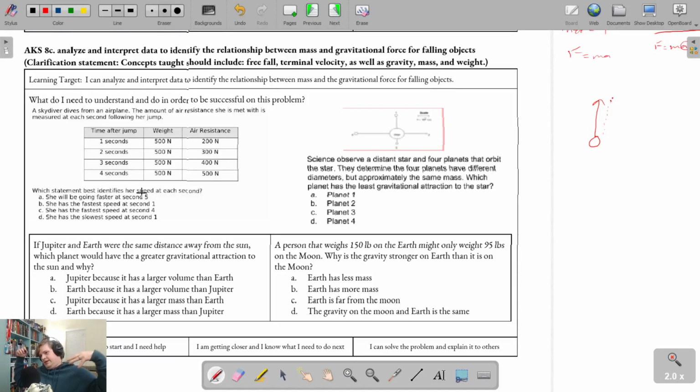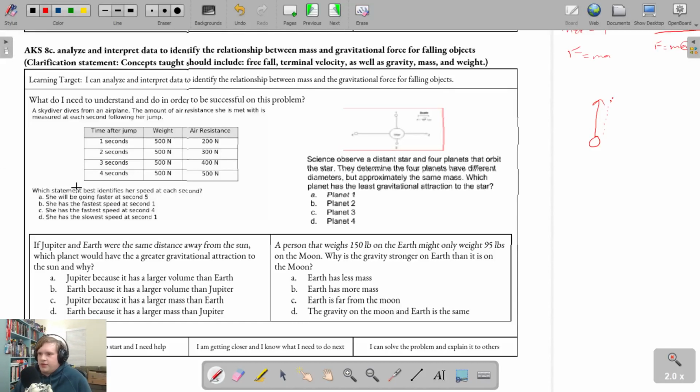You might get a spoken or written scenario that tells you what they notice, and then they give you some numbers. Anytime they give you data, you have to be able to interpret what that data is telling you, to identify the relationship between mass and gravitational force for falling objects. So we know that gravitational force is dependent on mass, and that's what we're looking through. Here we go. Let's dive in. What do I need to understand? Well, we need to know mass and gravity.